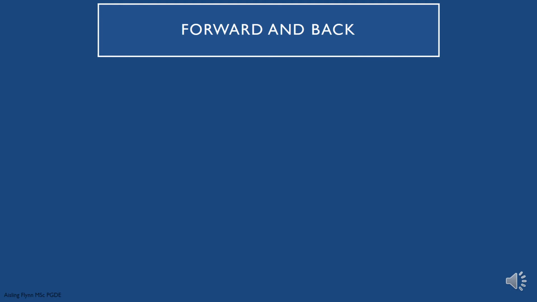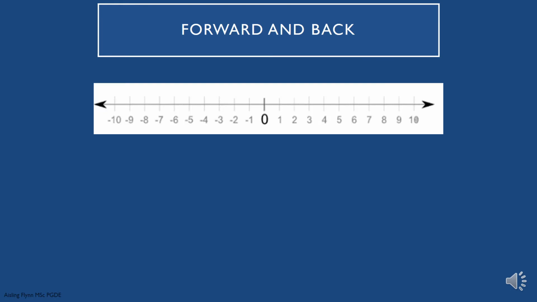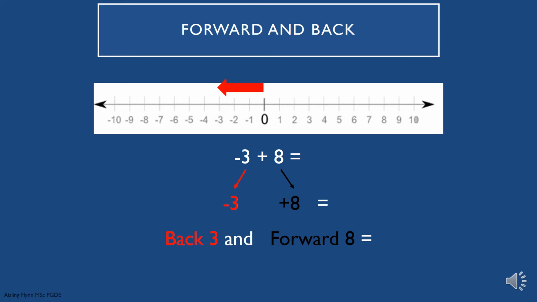Let's look at forward and back. This is more typical of maths where we use the horizontal number line. Our problem is minus 3 plus 8. So minus 3 and plus 8. So we're going to go from 0, we're going to go back 3 and then forward 8 and see where we arrive. So back 3 and forward 8. So you've gone forward more than you have gone back. So the end result will be positive. And you've gone forward 5 steps more than you went back. So the result will be plus 5. That's where you end up.